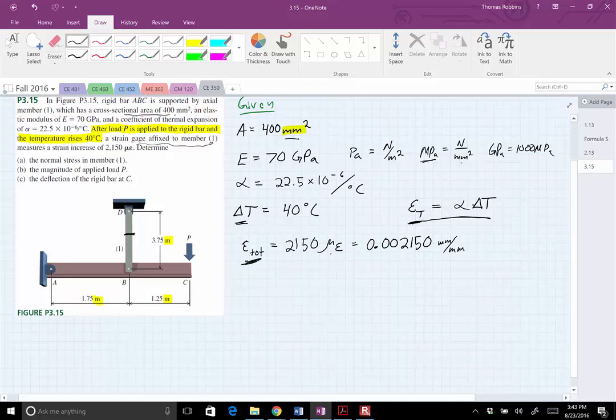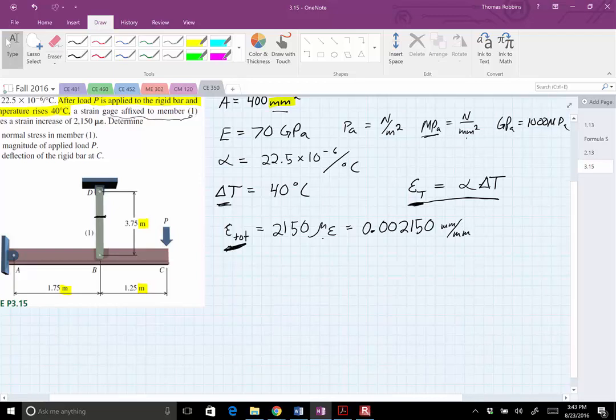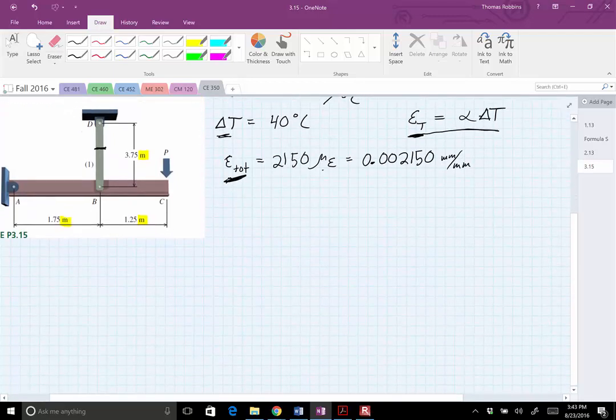So what we could do is solve and determine what our strain for thermal expansion is and subtract it from the strain total to get the strain due to the load in member 1. Okay? And that's the thought process here. So I'm going to zoom in a little bit here. And so what we'll do is epsilon total, solving for the thermal strain, right, is alpha delta T.